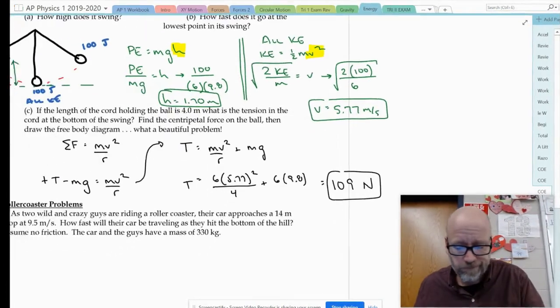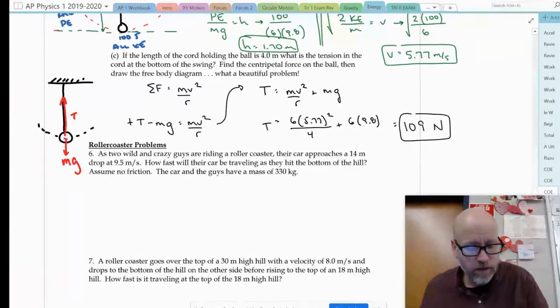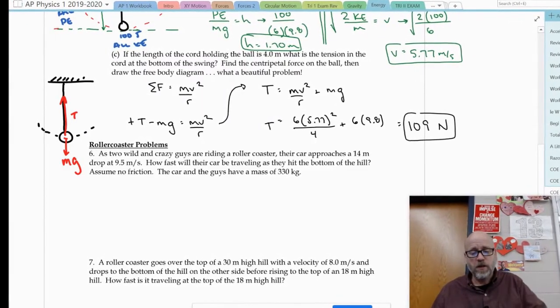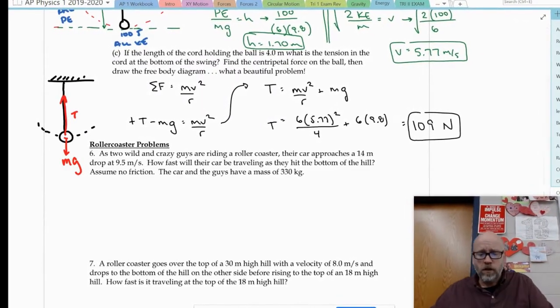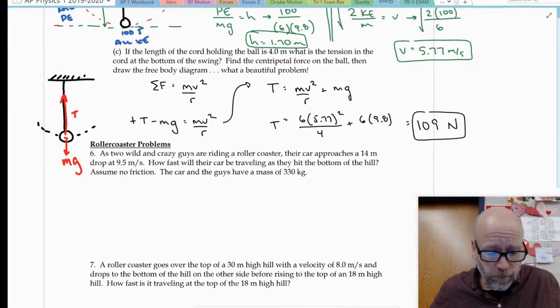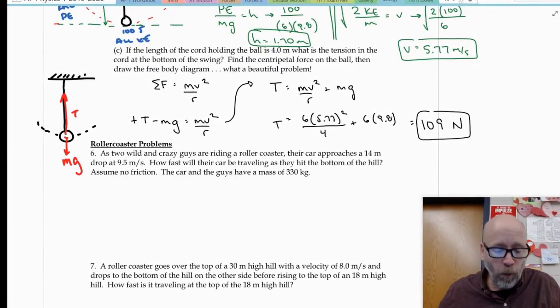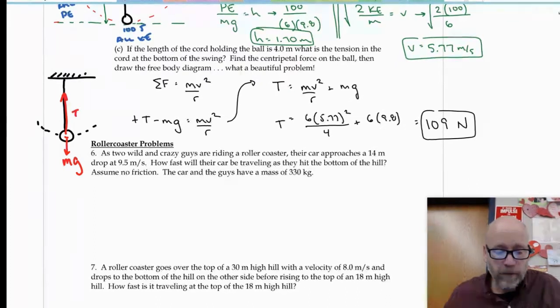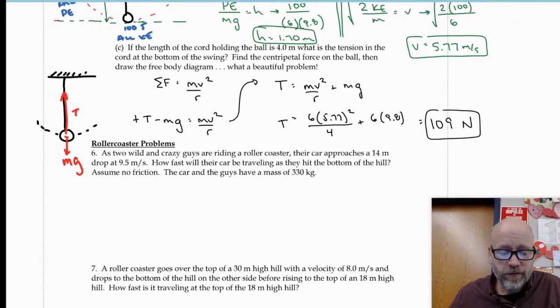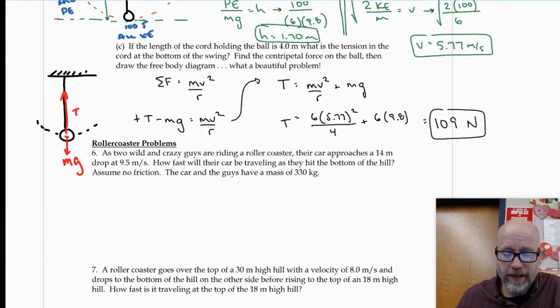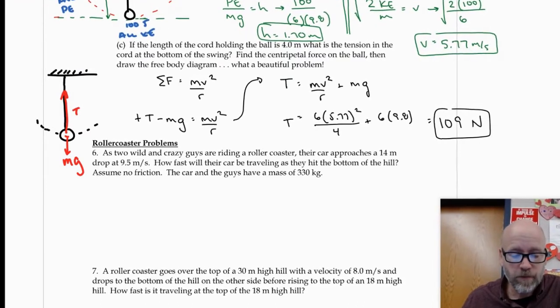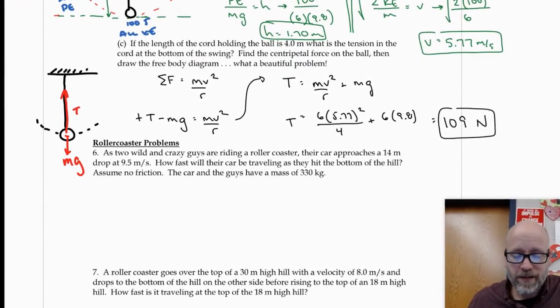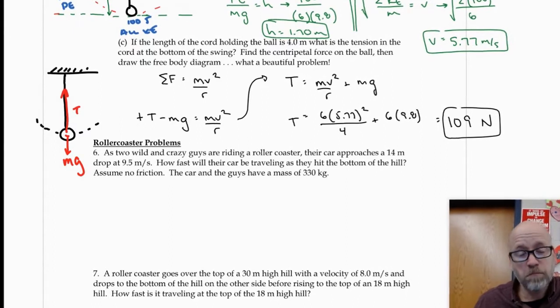Here we go. We're getting close. As two wild and crazy guys are riding a roller coaster, their car approaches a 14-meter drop at 9.5 meters per second. How fast will their car be traveling as they hit the bottom of the hill? The car and the guys have a mass of 330 kilograms.